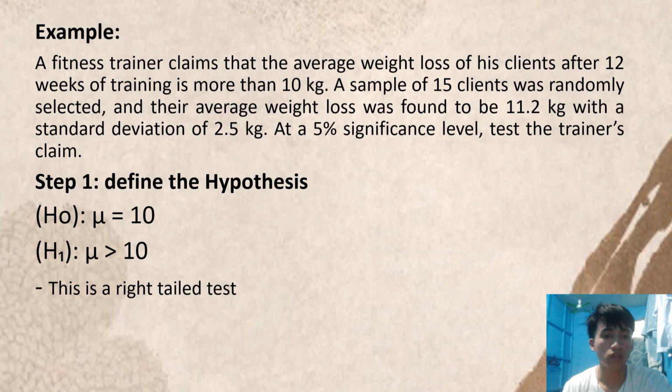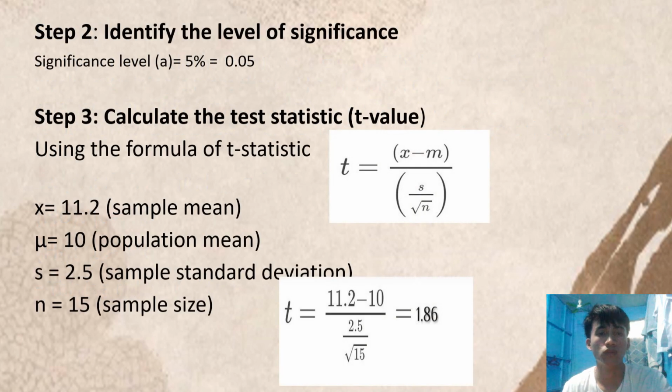So the null hypothesis is that the population mean is equal to 10. And the alternative hypothesis is that the population mean is greater than 10. So this is a right-tailed test. Step 2. Identify the level of significance. The given level of significance is 5% and we need to convert it as usual. So we get 0.05.